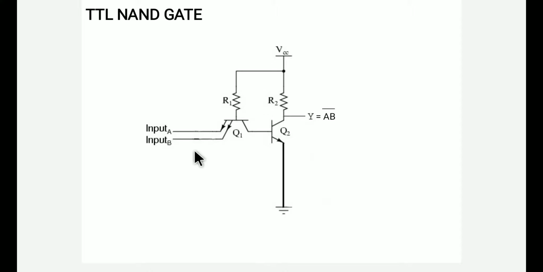Thus, if any or all of the inputs are logic 0, the output is logic 1. If all inputs are at logic 1, the output is logic 0. Hence, the circuit functions as a NAND gate. From the truth table, 0 0 1, 0 1 1, 1 0 1, 1 1 0. This is the NAND gate operation.